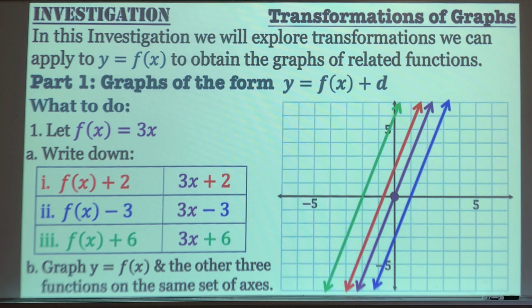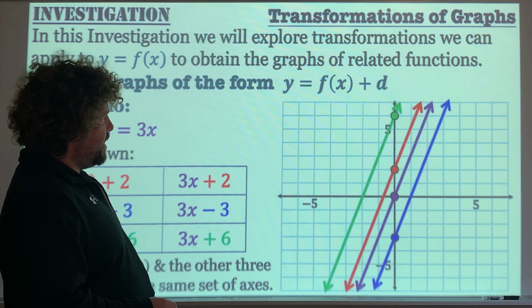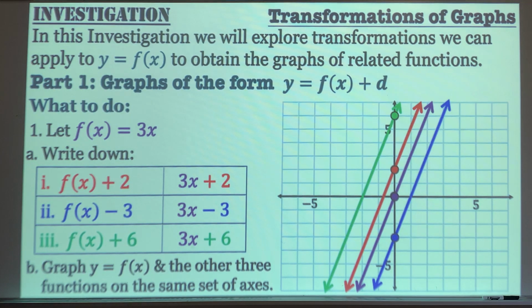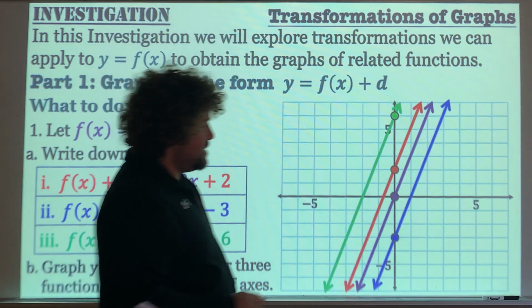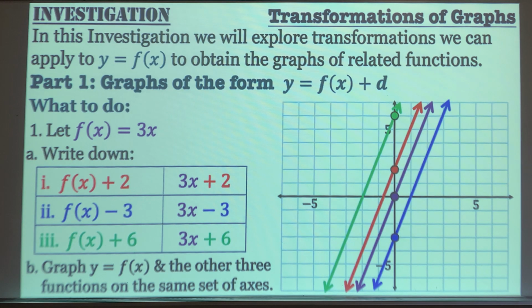Figured it out. So the original one had the origin at 0, then this one the y-intercept was at 2, at -3, and at 6. Right? So I'd say that was a fairly easy, good start to today's lesson. All right?